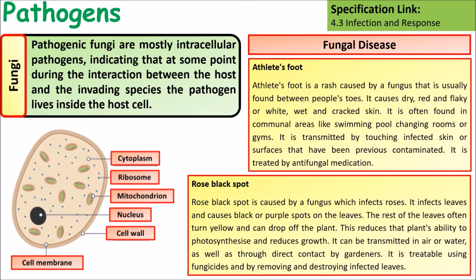And one in plants that comes up is rose black spot. So rose black spot is caused by a fungus that infects roses, right? It infects the leaves and causes black spots to appear on them. Eventually it will affect the leaves so they become yellow and fall off.